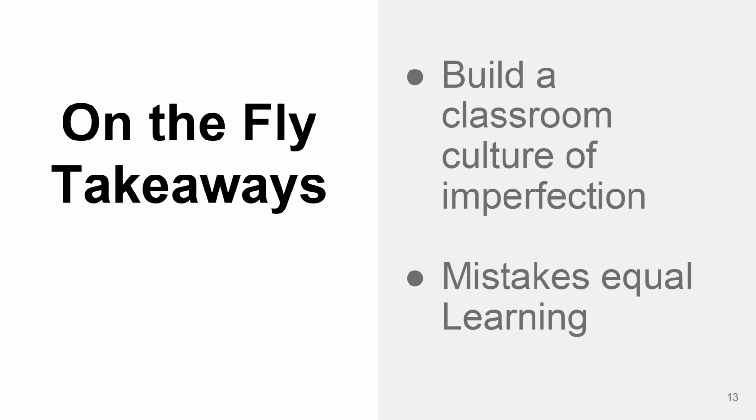So these are my on-the-fly takeaways for today. Building a classroom culture of imperfection, that it is okay to make mistakes. We want to make mistakes because that's how we learn. Allowing those students to feel that in your room. And when you're an inclusion teacher, sometimes it can be difficult when you come into a classroom and that culture has been established. So being there and being in that supportive role, using those Post-it notes, doing those little mini conferences will help build this culture. Mistakes equal learning.